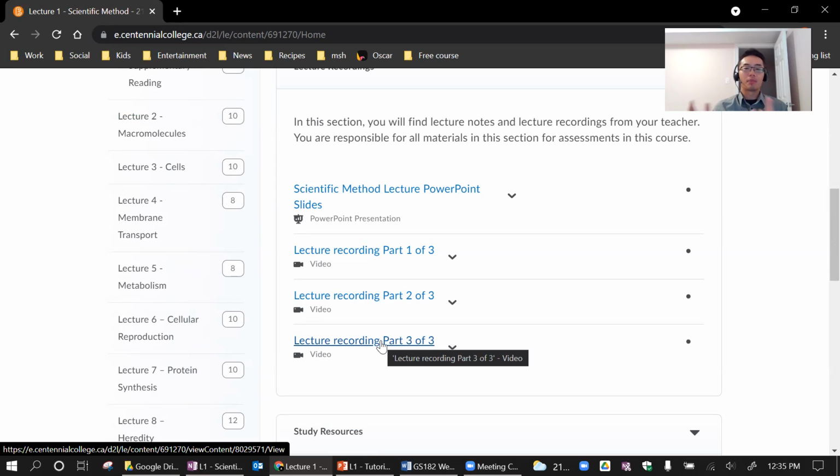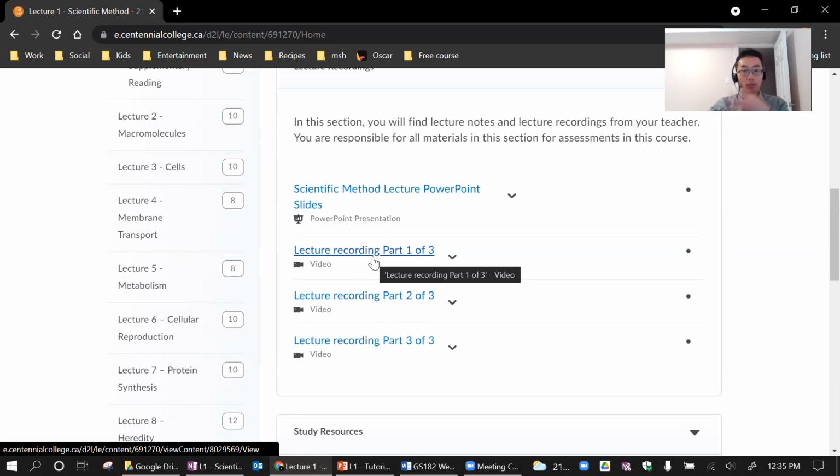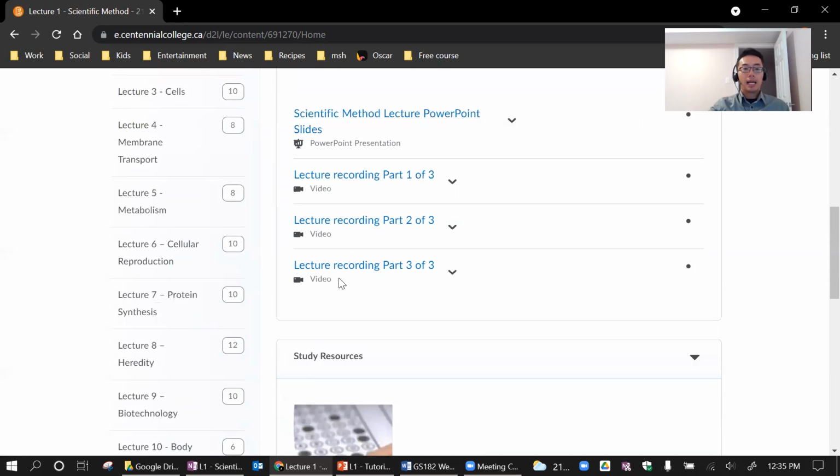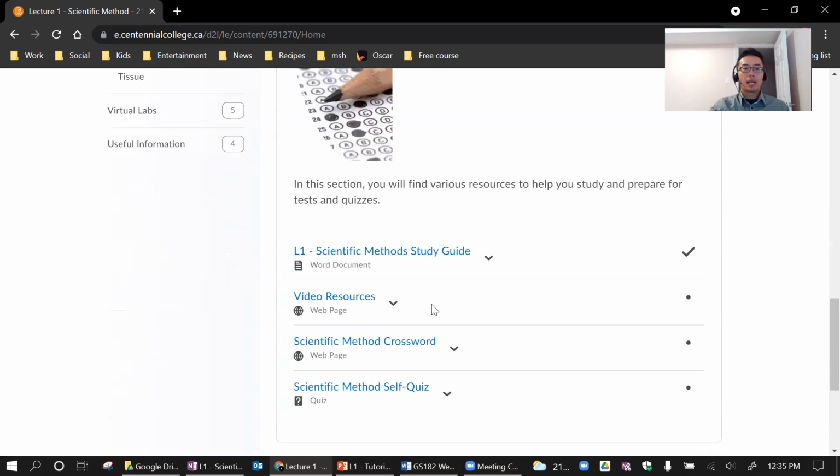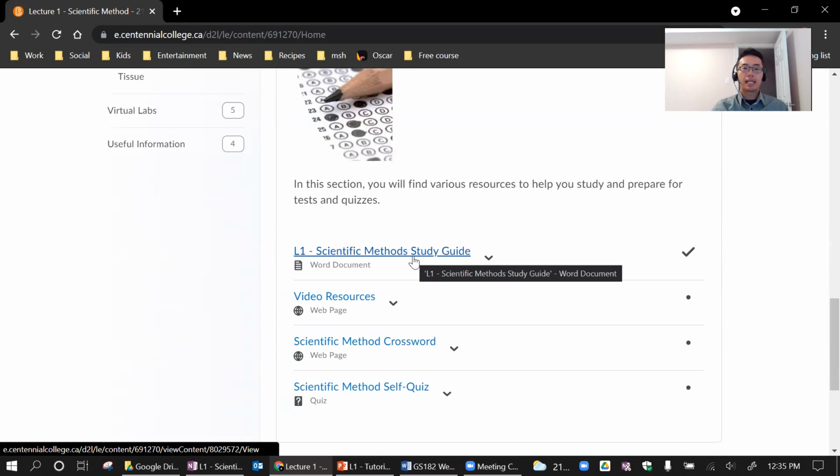So you might want to watch them in small chunks and have time to digest the material. And then you come to the tutorial, like I said. And then under the study resources, you want to get the study guide. So the study guide is what we will be taking up during the tutorial.